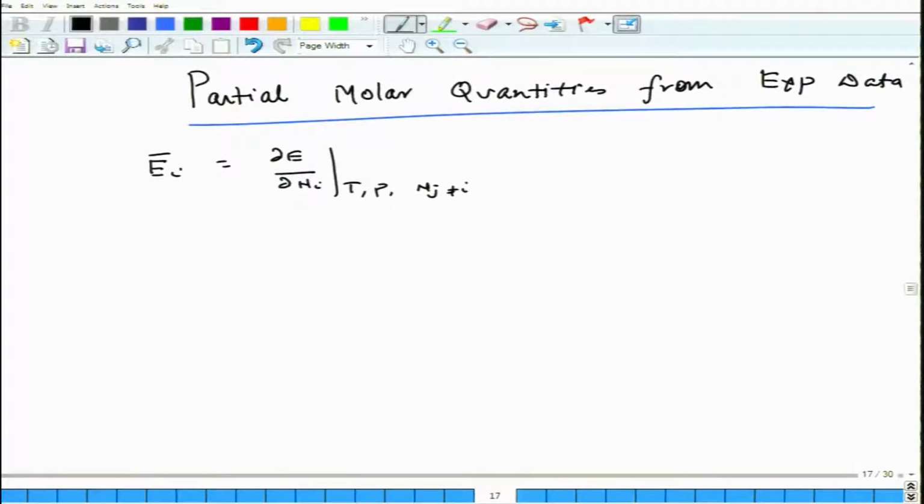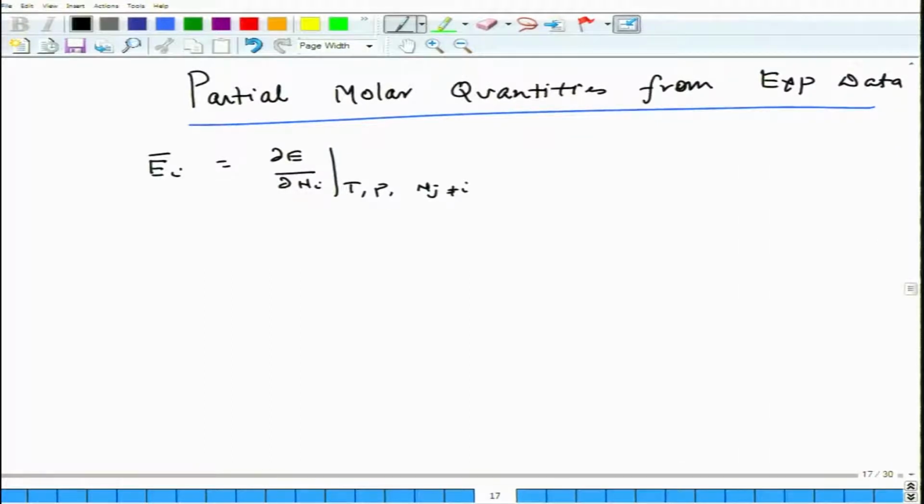Now, in case the data are available, particularly for E, for a small change in E upon small addition of n, then of course we can approximate it. Okay, we can represent this as simply delta E by del Ni. So, if the data is available, it's straightforward, particularly when we add a small amount of component in a given mixture. Okay. So, let me just do one example and then we try to take a case where we would like to evaluate the partial molar quantities for complete composition.